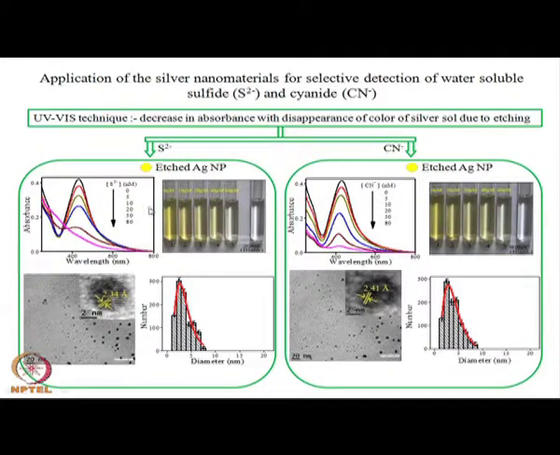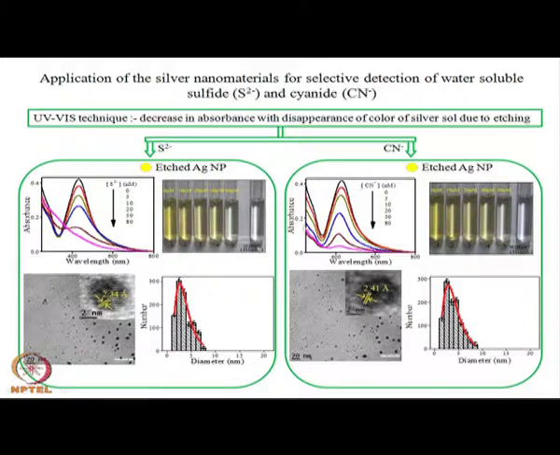Okay. Now, the point is that this particular study was also done in the presence of other ions, but the sensitivity of the process is unchanged, plus no other ion is capable of this type of color fading. Only sulfide and cyanide are found to be very efficient in bleaching this color. So, from this color change you can, in principle, in practice, detect these water soluble ions.